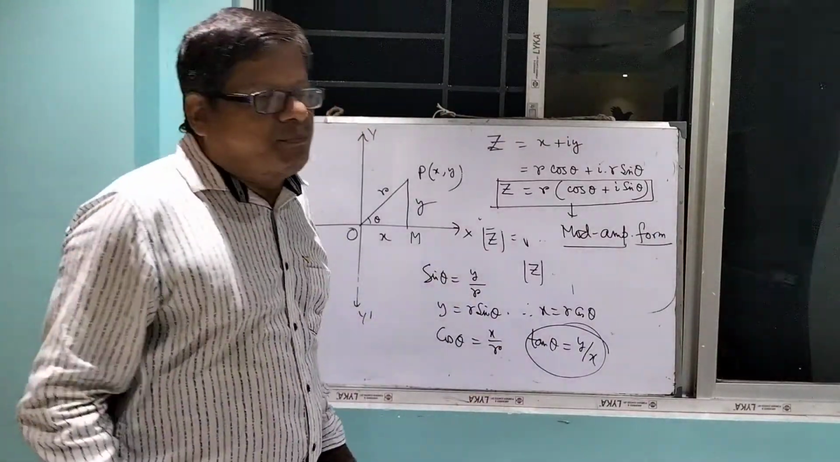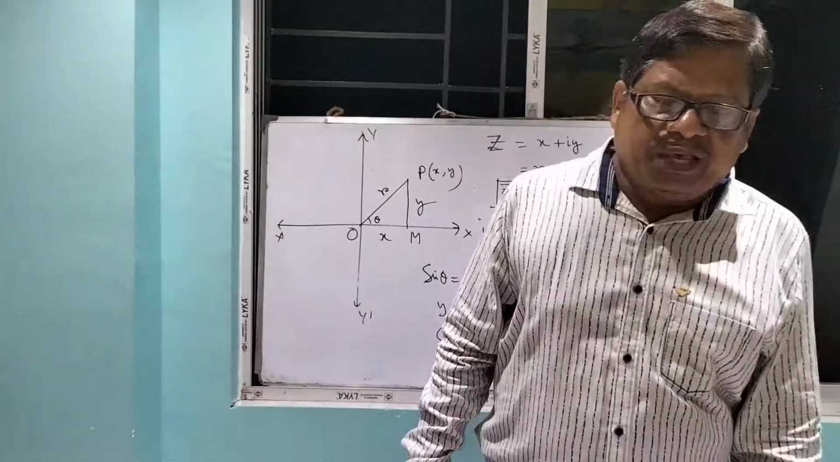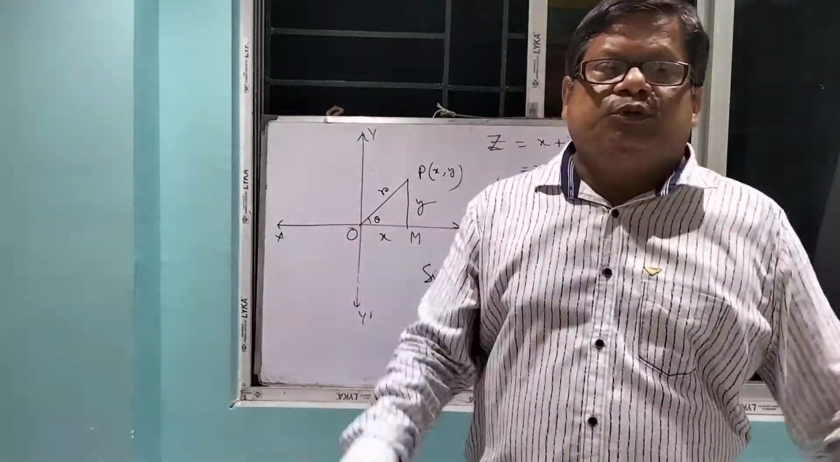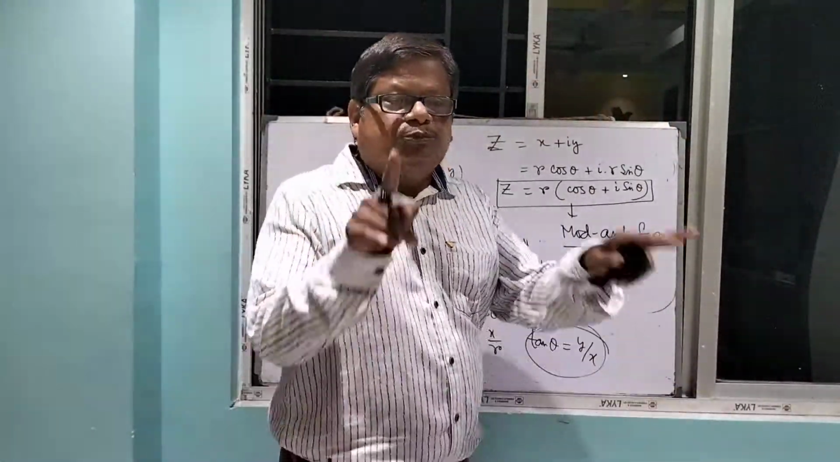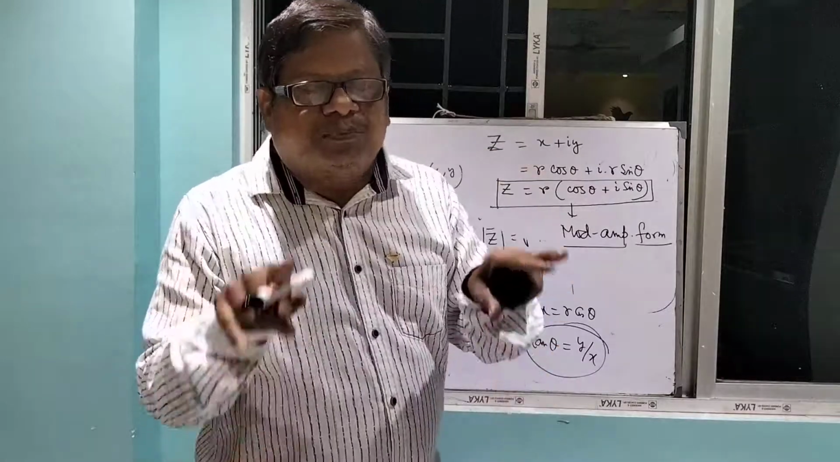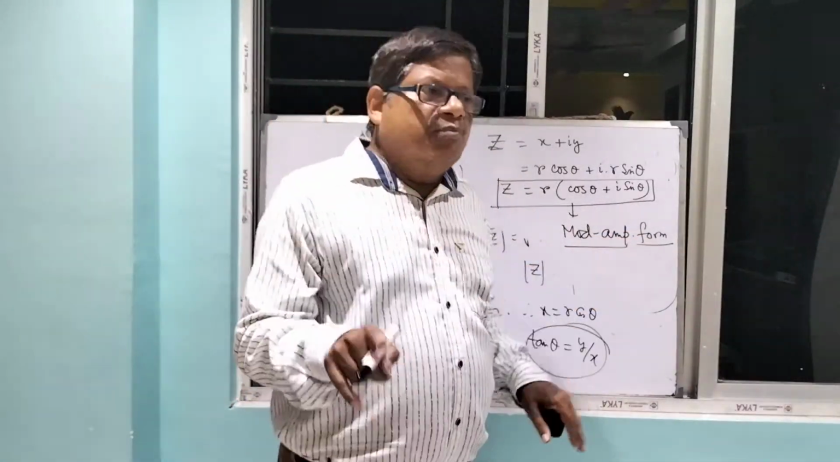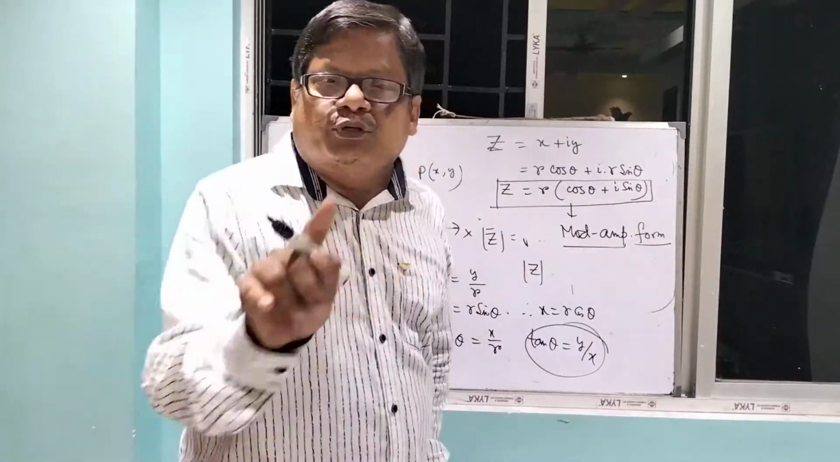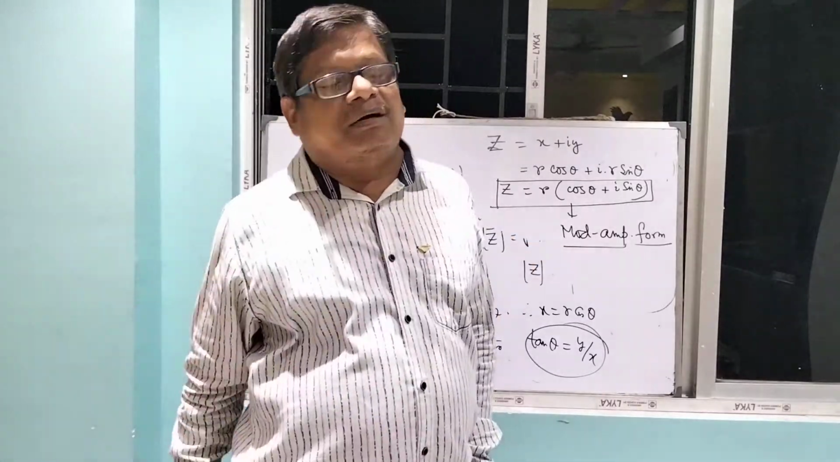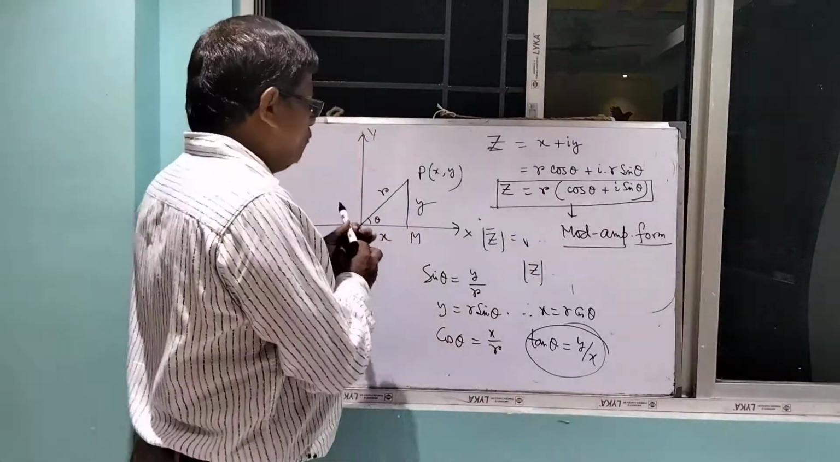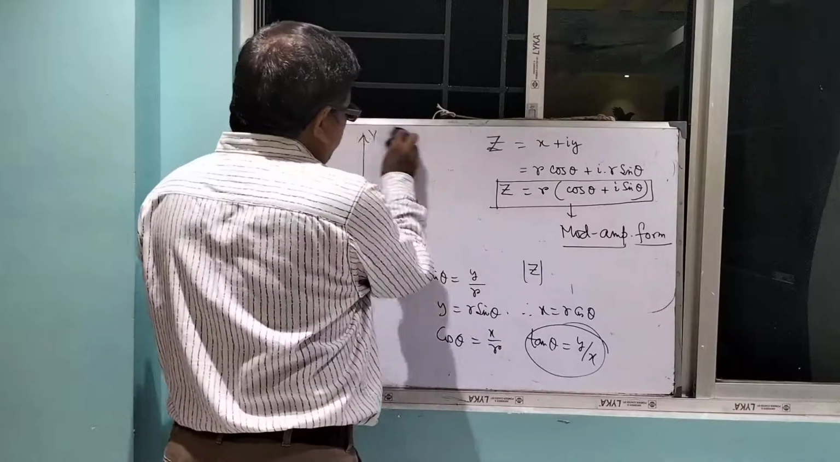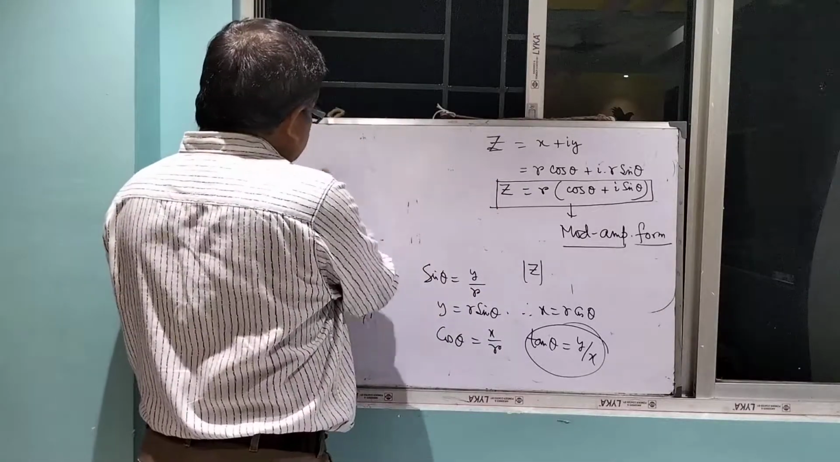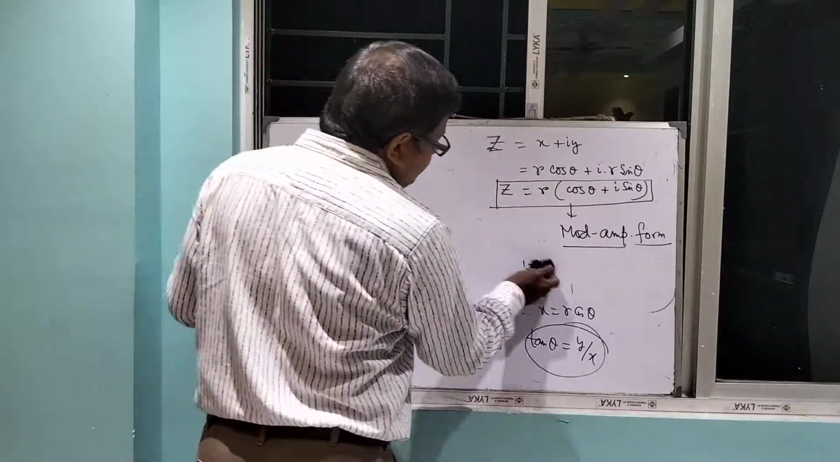Suppose one complex number is given, convert it into modulus amplitude form. First we have to find the value of r, that is the modulus, then find theta. So it will be known as modulus amplitude form.